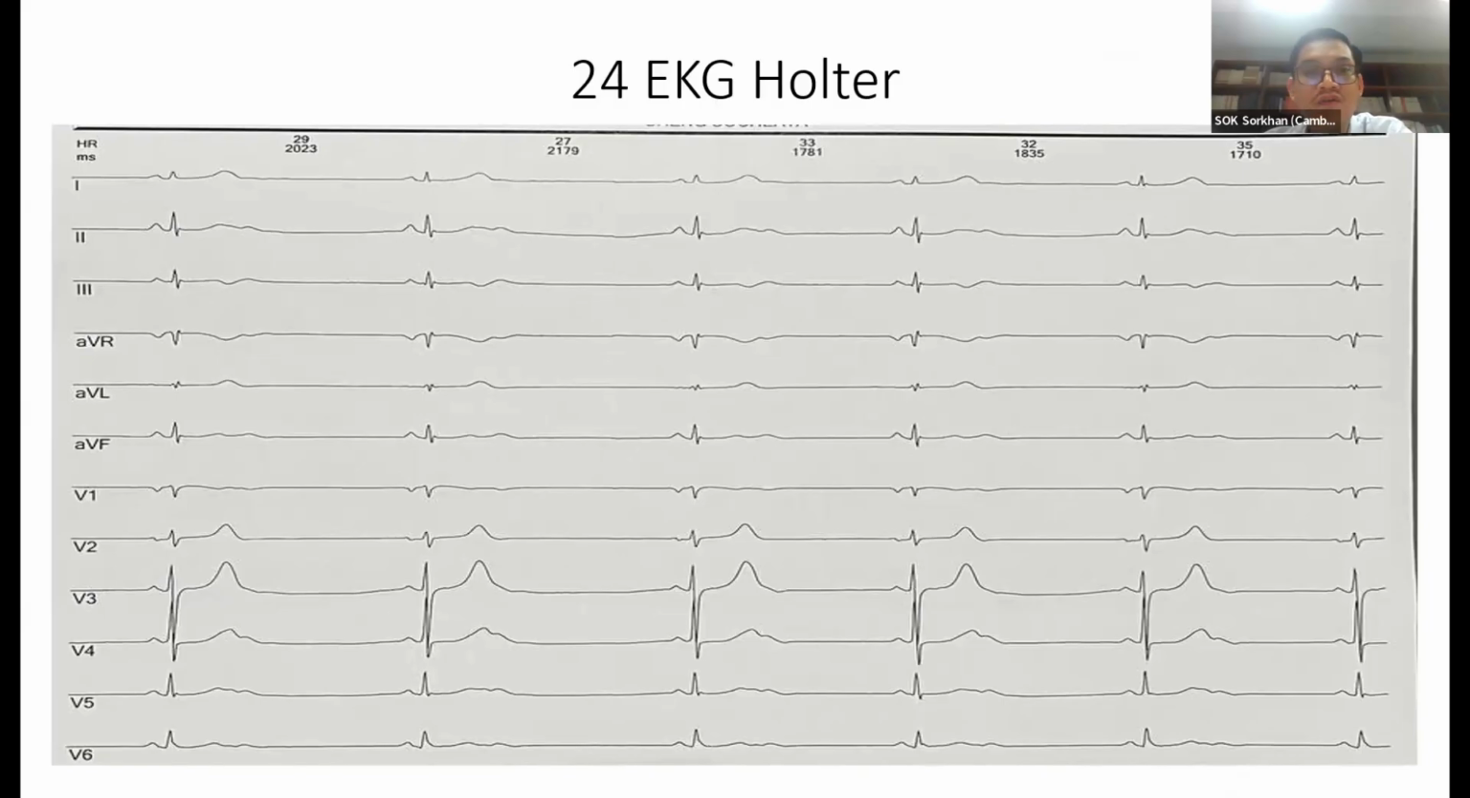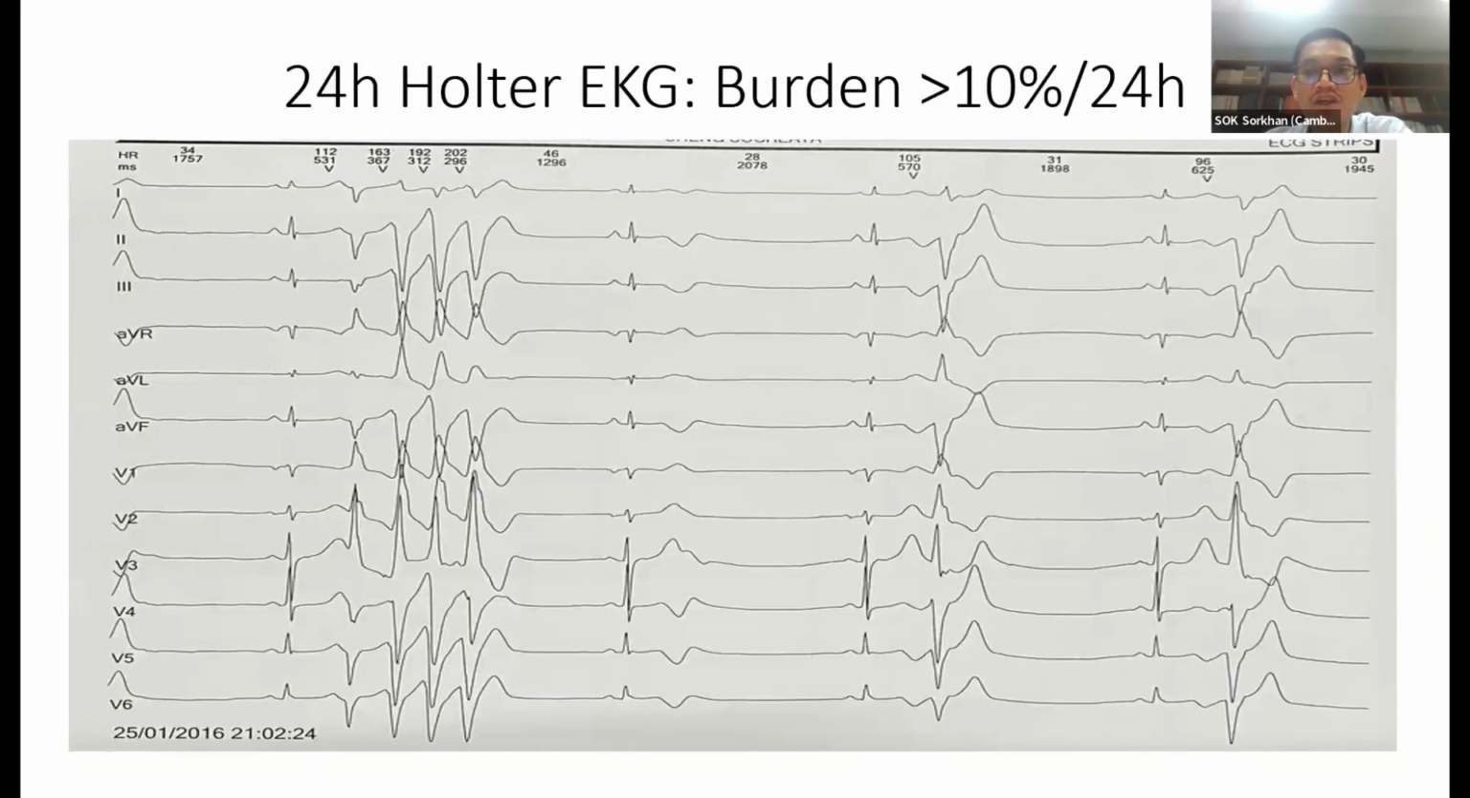So we did a 24-hour Holter EKG. The patient has a sinus bradycardia with a long QT, maybe around 400 milliseconds. And we saw a lot of PVC with non-sustained runs like this.